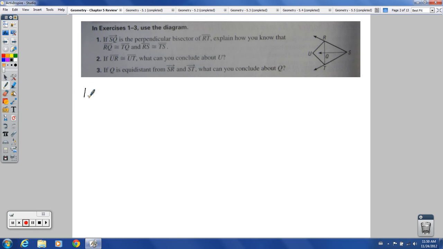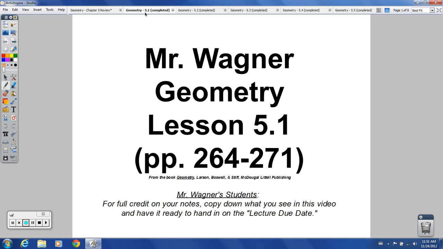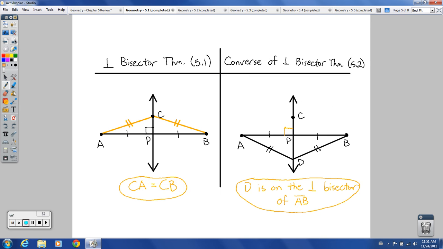First of all, if ray SQ is the perpendicular bisector of segment RT, explain how you know that RQ is congruent to TQ and RS is congruent to TS. Well, why would that be true? I've brought up all the lessons from this chapter. This is 5.1. You could look at the back of the book and see what to do here, but I'm going to use the theorems. They'll state it in a slightly different way.